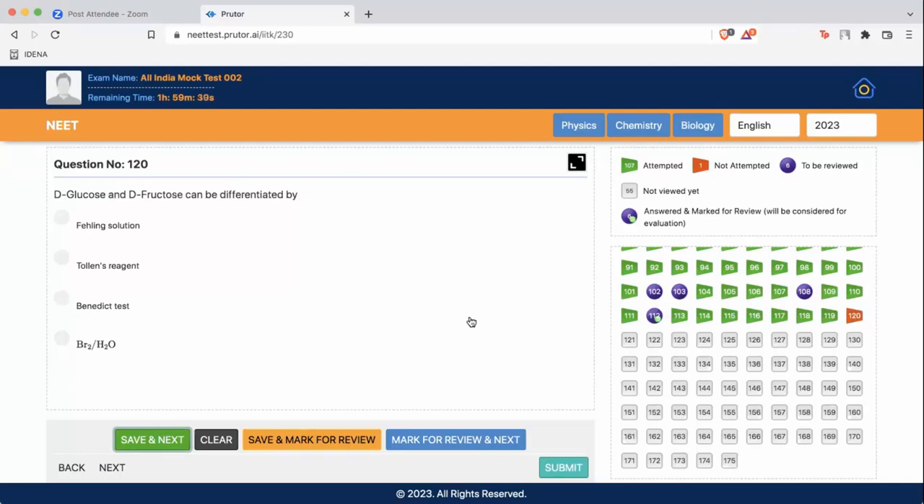D-glucose and D-fructose can be differentiated by bromine water? No. Tollens' reagent, because fructose is reducing and glucose is not reducing. So we can check the reducing test. Tollens' reagent is, I guess, a reducing test. Fehling's solution is a reducing test. Benedict's test, they can't be reduced. I think here Fehling's is the best option. Glucose and fructose are reducing sugars. So what's the Fehling's solution for this? Tollens' reagent uses AgNO3, Benedict's.